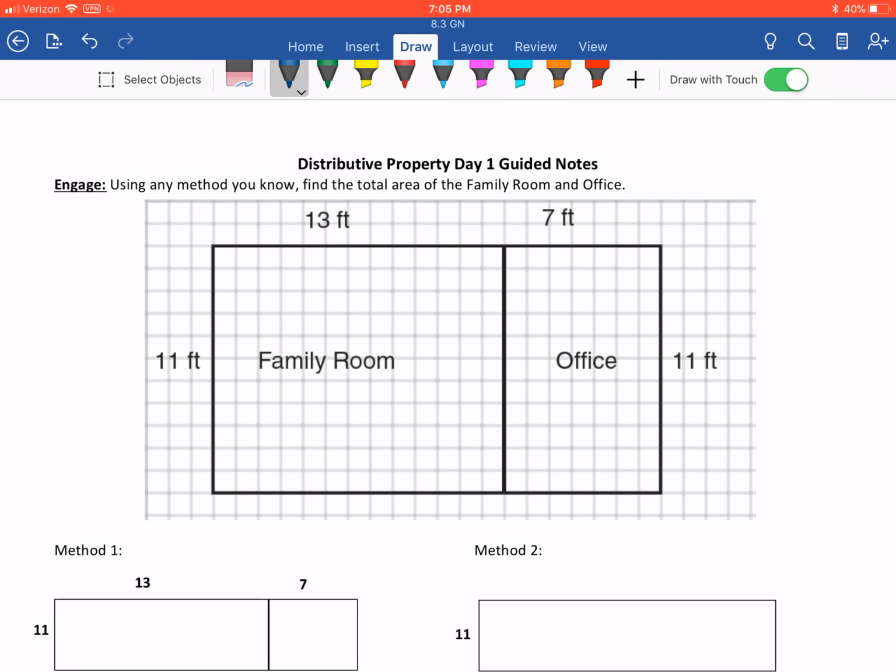Today we are talking about something called the distributive property. It's actually going to be a 2-day lesson because it's a really big deal and it's a pretty challenging concept, but once we finally get the hang of it, it starts to get a little bit easier.